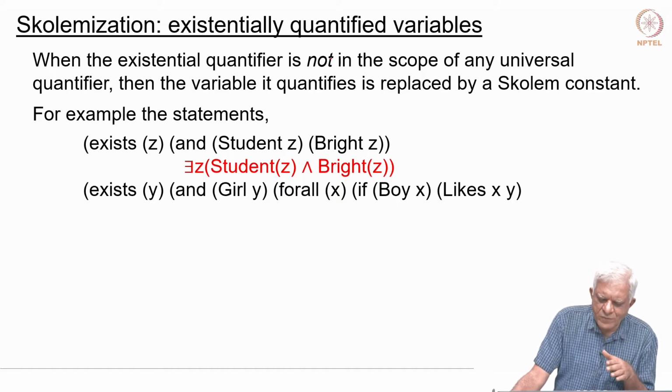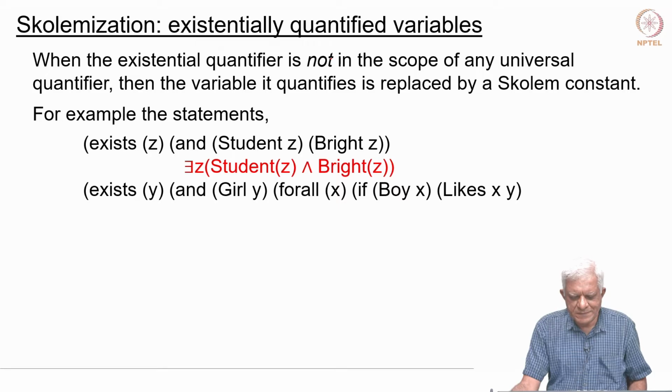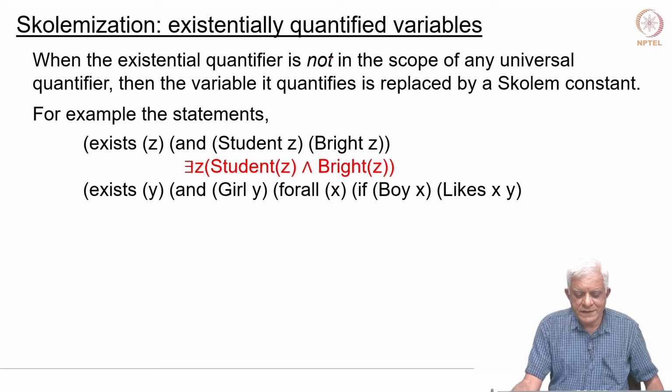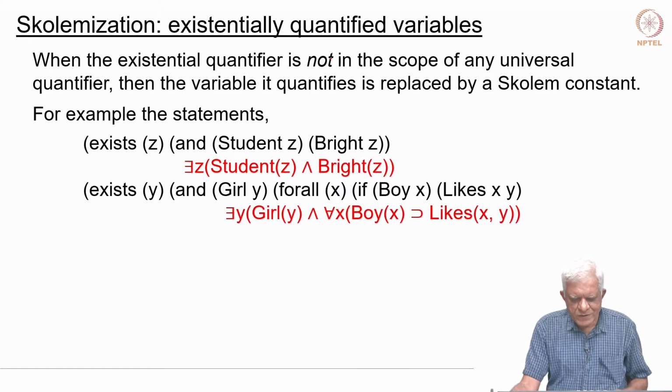I have written them in both the forms that we have looked at. The expressions in red are in mathematical notation, the expressions in black are in list notation, but they are talking about the same thing essentially. The second one says there exists a girl such that for all boys the boy likes the girl, some very popular girl. You could have said it like this.